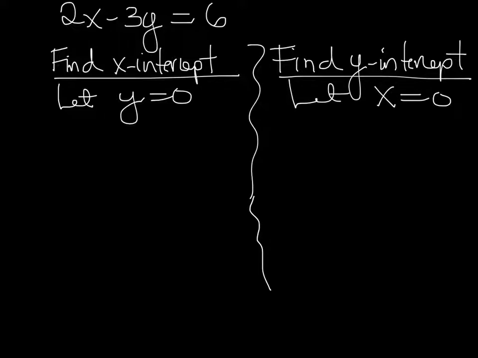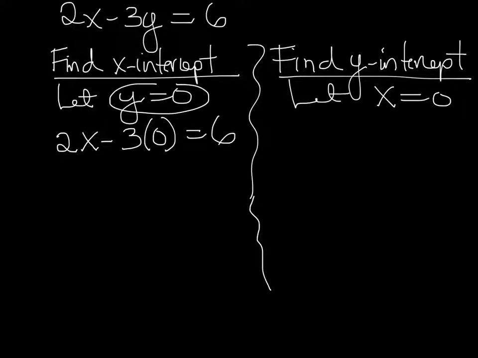Okay, so we have 2x minus 3, but what is my y? Well, I said it was going to be 0, so I'm going to plug in 0. And 3 times 0, we love 0 because anything times 0 is 0. And we're left with 2x. You can write minus 0, but you don't need to, unless you want to. So 2 times what is 6? It's got to be 3.